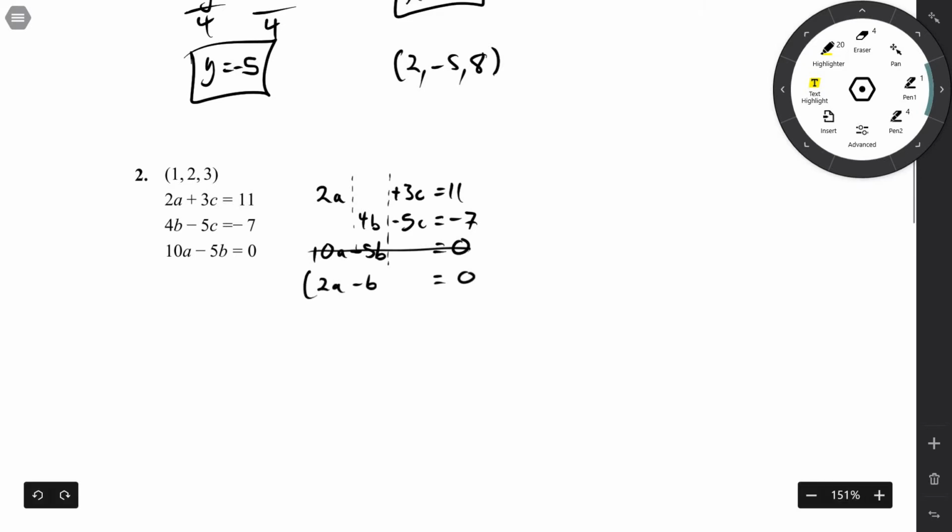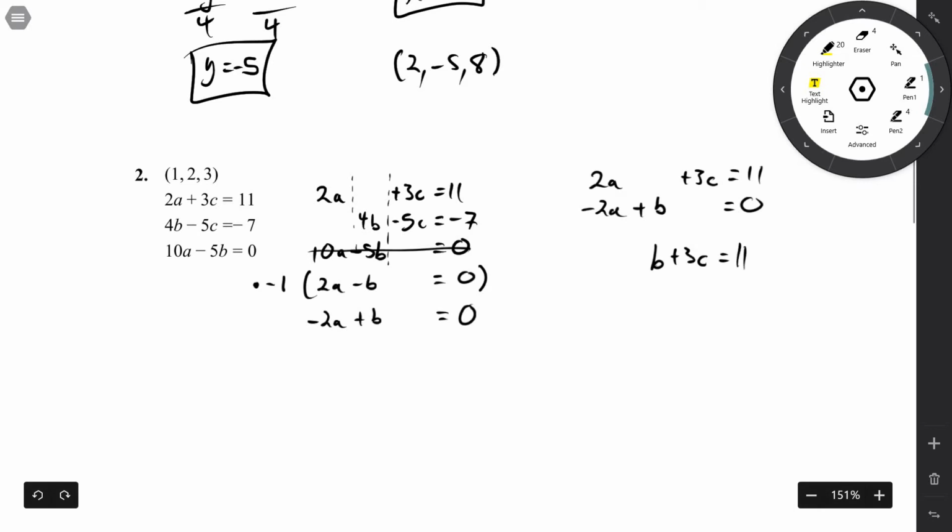I'm going to multiply this bottom equation by negative 1. And that is going to give us negative 2a plus b equals still 0. And I'm going to add, let's see, this third and this first equation. So I'll add 2a plus 3c to negative 2a plus b. This top one equals 11, this bottom one equals still 0. So really, once we add these down, we'll get b plus 3c equals 11.